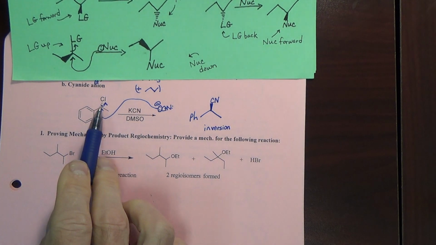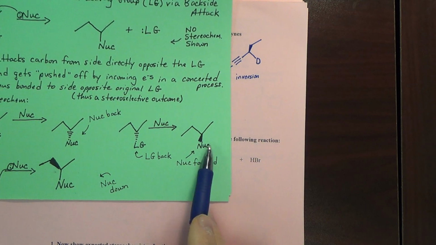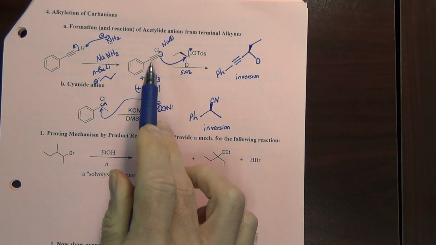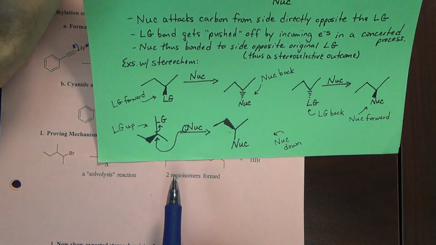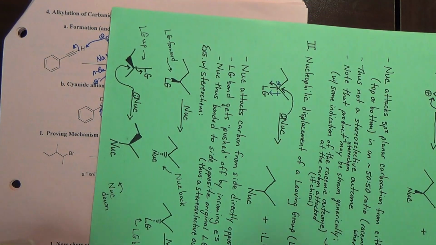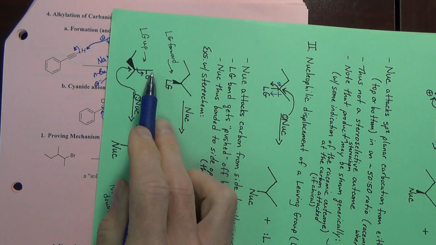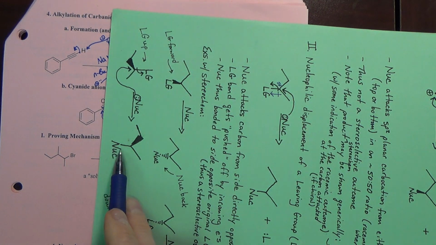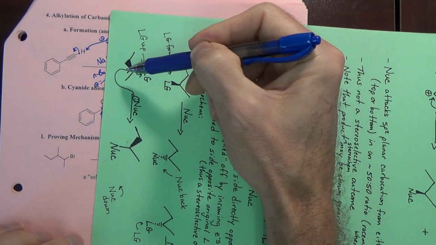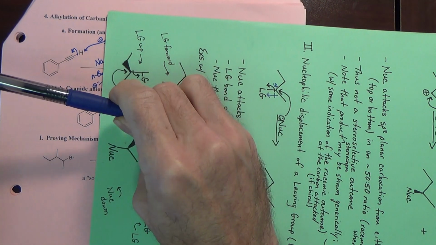This one here, leaving group back. Nucleophile forward. This one up here would be analogous to right here. Let's just turn it to the side. Leaving group in the plane to the right. Nucleophile now in the plane to the left. All right. The group forward is just, see the inversion, it's to the left, forward.